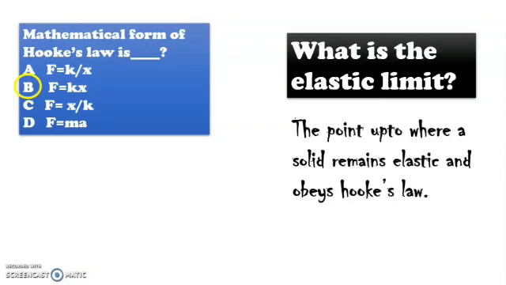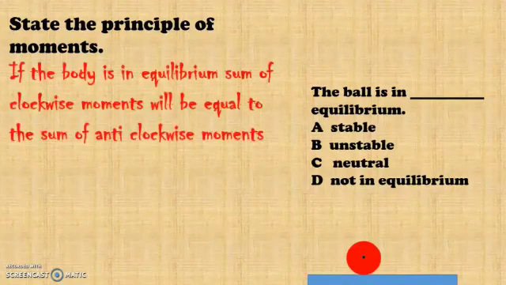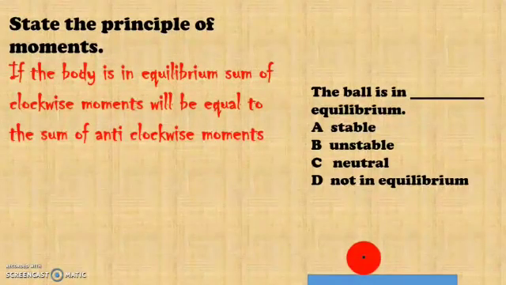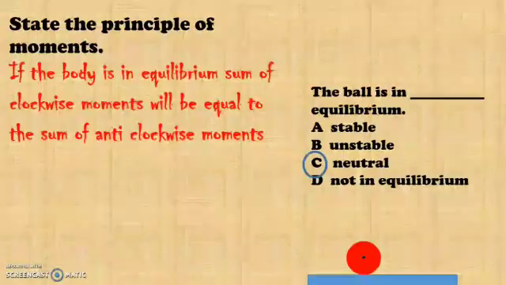What is the elastic limit? The point up to where a solid remains elastic and obeys Hooke's law, that is called elastic limit. State the principle of moments. If the body is in equilibrium, sum of clockwise moments will be equal to the sum of anti-clockwise moments. That is called principle of moments. The next question is, the ball is in dash equilibrium: A stable, B unstable, C neutral, and D not in equilibrium. The correct option is C, that is neutral equilibrium.